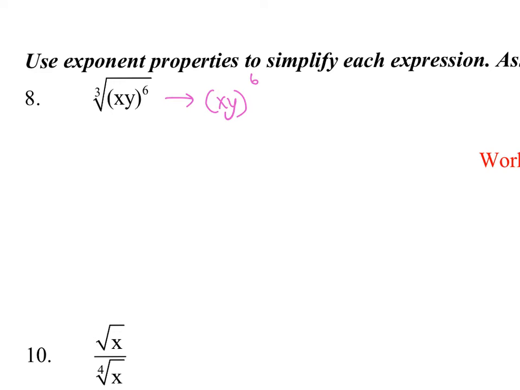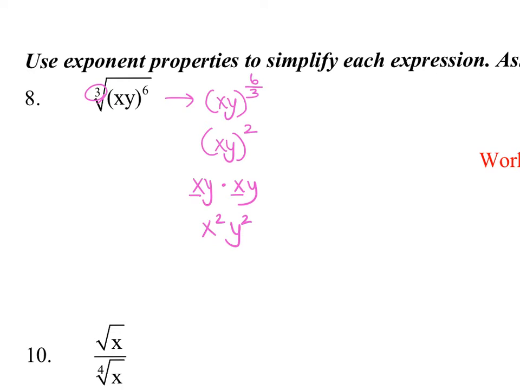Your exponent stays there, but now we're going to divide by our index. And what does that become? A 2. So we have xy quantity squared. What does that equal? Well, what does it mean to square something? It means you multiply it by itself. What is x times x? X squared. What is y times y? Y squared.